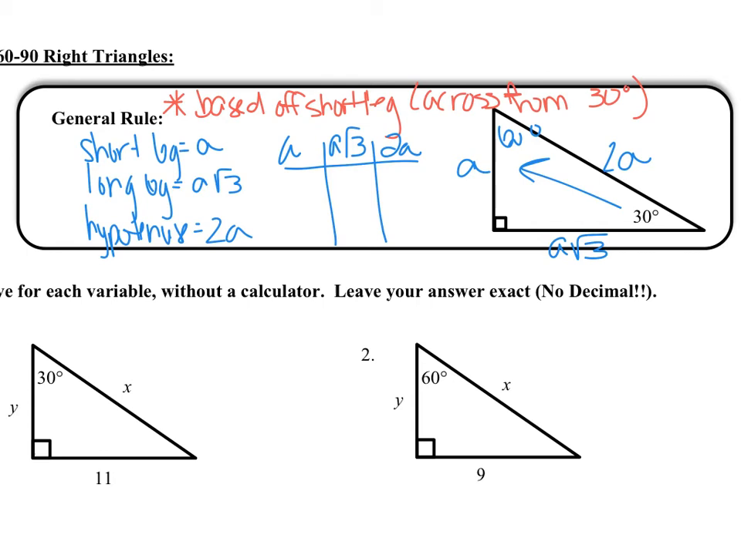So from the short leg on, we multiply. Okay. And then either one of these, if we have to go backwards, we divide. Okay, so to the right is multiplying, to the left is dividing. Okay, and big thing here is everything is based off the short leg.